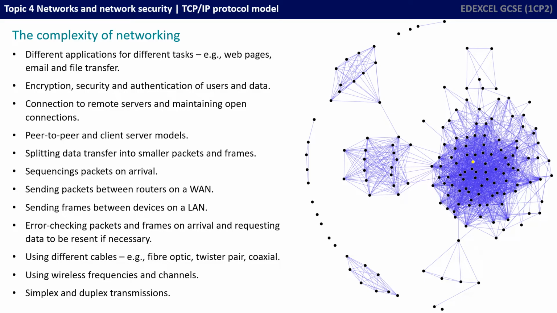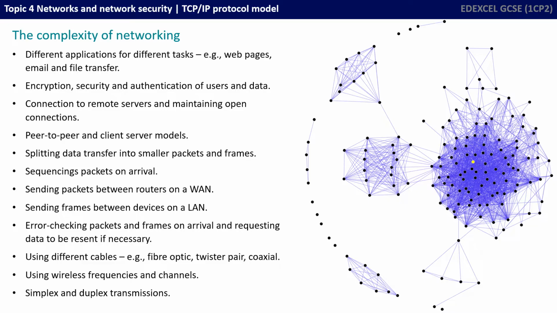Networking is a very complex operation. There's lots of different things to consider. For example, the different applications and tasks that we might perform, for example, web pages, emails and file transfer. We have to think about encryption and security of data and authenticating user access to the data over a wide or local area network. We have to connect to those remote servers and maintain those open connections whilst those servers are load balancing. We have peer-to-peer and client-server methods.